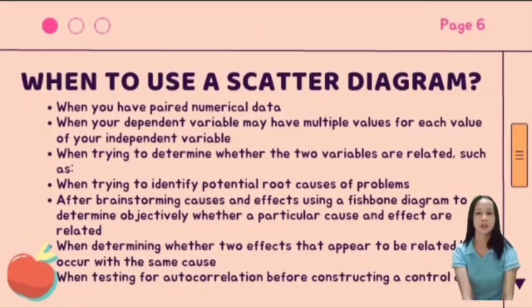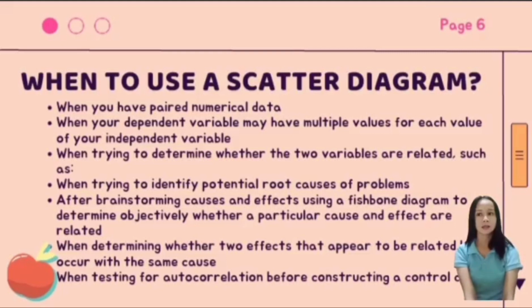When to use a scatter diagram? When you have paired numerical data, when your dependent variable may have multiple values for each value of your independent variable, when trying to determine whether the 2 variables are related, such as when trying to identify potential root causes of problems, after brainstorming causes and effects using a fishbone diagram to determine objectively whether a particular cause and effect are related, when determining whether 2 effects that appear to be related both occur with the same cause, when testing for autocorrelation before constructing a control chart.